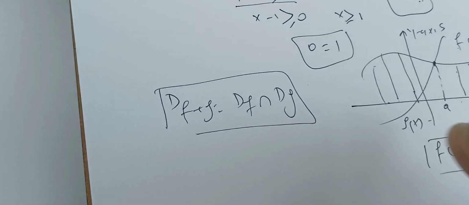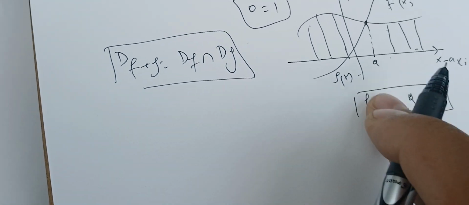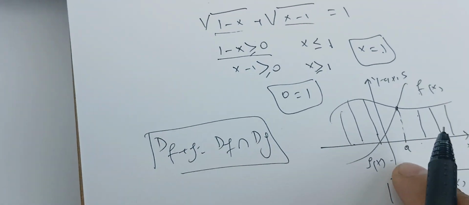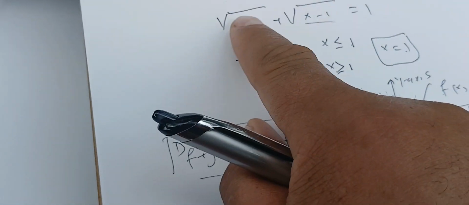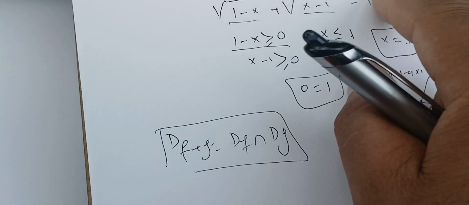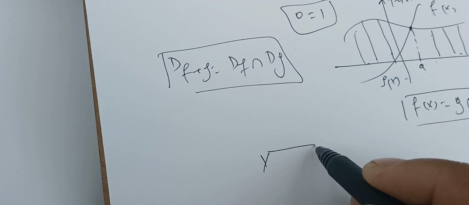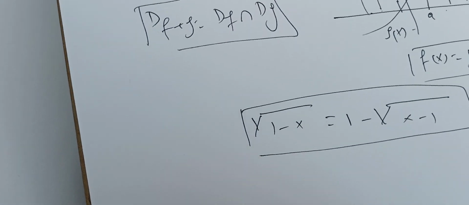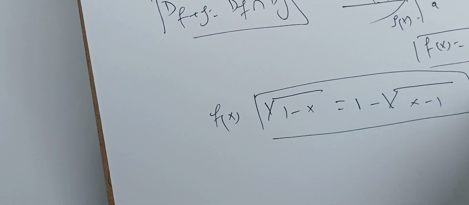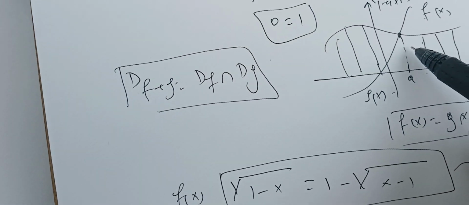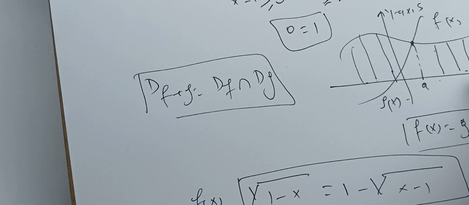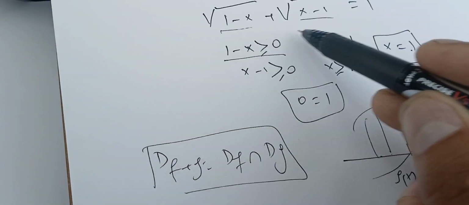To solve it graphically using this technique, we need to write this in this form. We need to construct two functions, f and g, and graph them. Here we can graph these easily because we know the base square root function. So let's use square root of 1 minus x equals 1 minus square root of x minus 1. This is our f, and this is our g. And we will see if they intersect. The point on the x-axis where they intersect is a solution of the given equation.